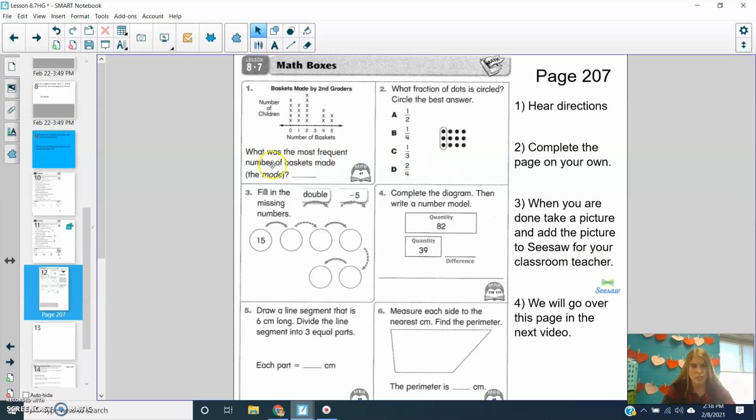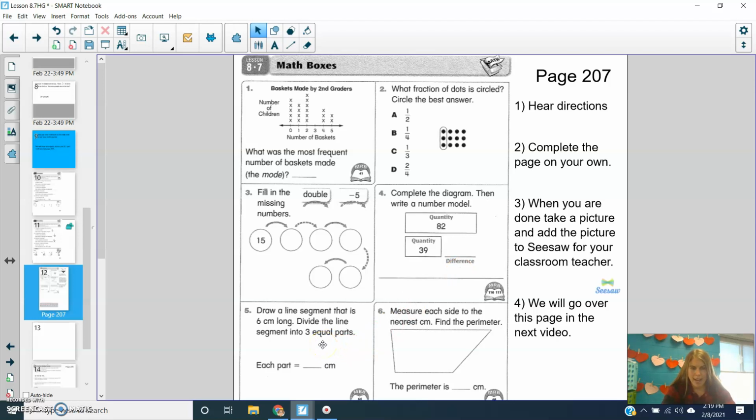So for our first question, what was the most frequent number of baskets made, or the mode? For question 2, what fraction of the dots is circled? Circle the best answer. For question 3, fill in the missing dot, so thinking you're doubling whenever you see one of those solid lines, and then you're subtracting 5 whenever you see a dashed line. For question 4, complete the diagram, then write a number model.